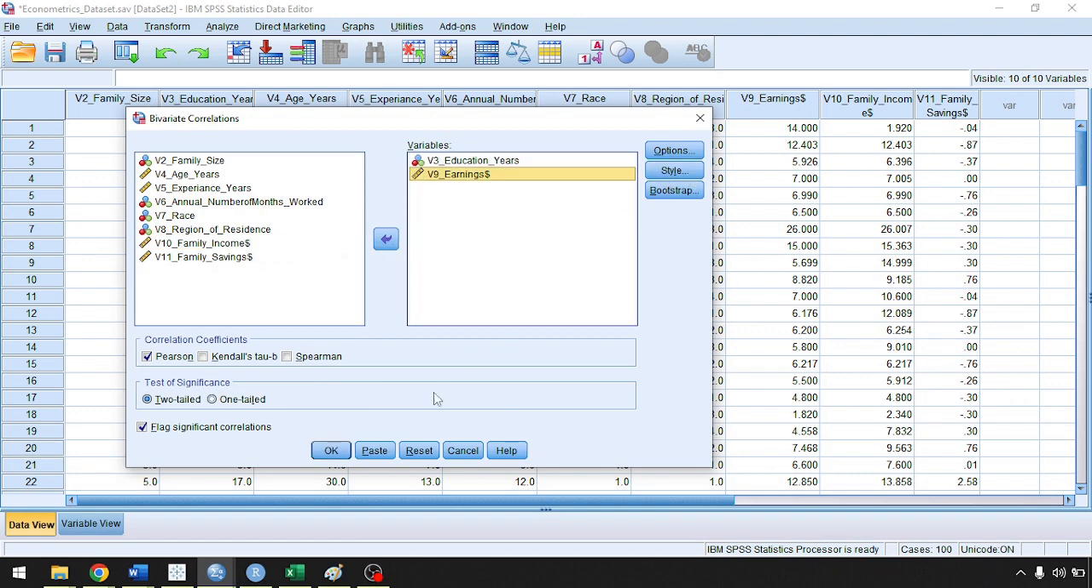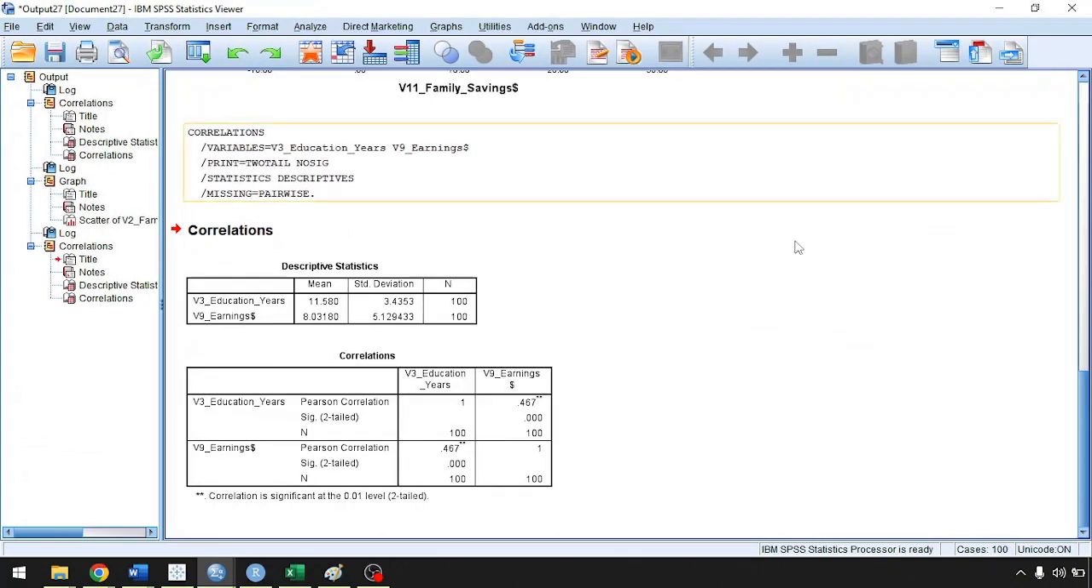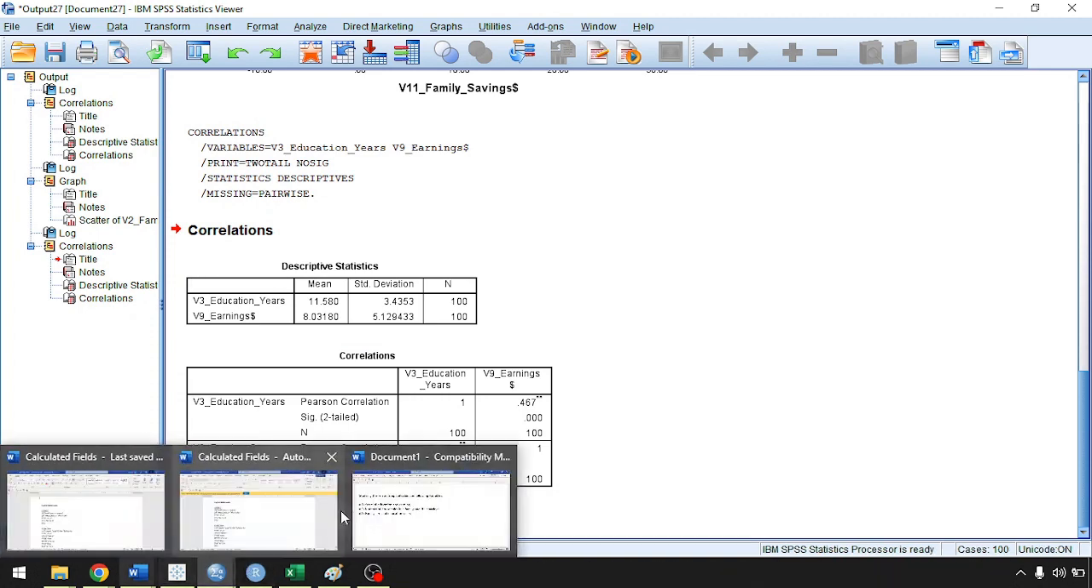There you go. So again, it will be Pearson because it's a parametric test and it's normally distributed. And flag the significant correlations should be checked. There you go. Now we are looking at 0.467. It's below 0.05, and it also flagged this relationship at the significance level of 0.01, two-tailed. So it's statistically significant, but since the correlation coefficient is 0.467, let's go check 0.467.